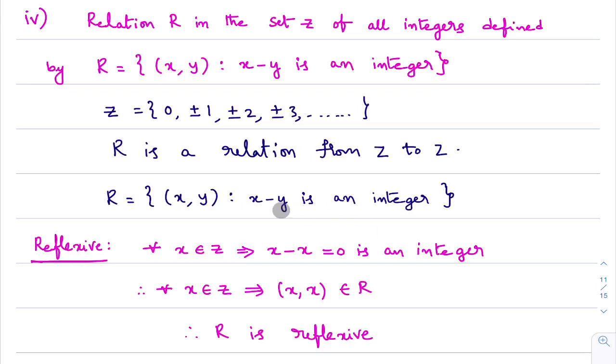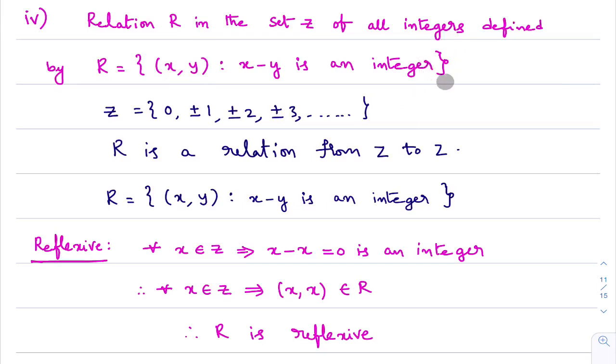See what they have given. Relation R in set Z of all integers. That means they are saying that R is a relation on set of all integers, and the relation is defined as R equal to order pair x comma y such that x minus y is an integer. That is the information they have given.